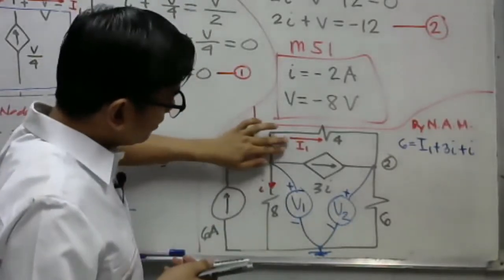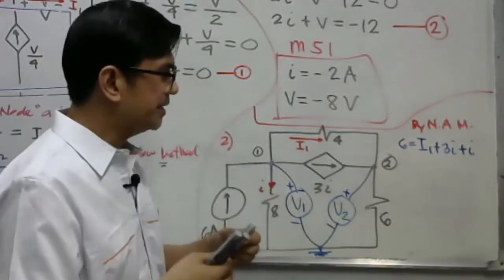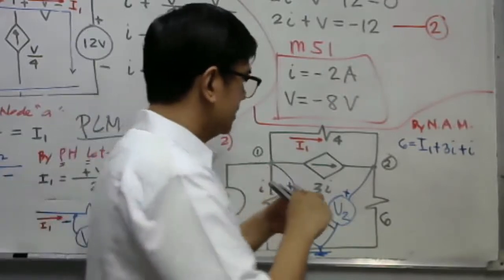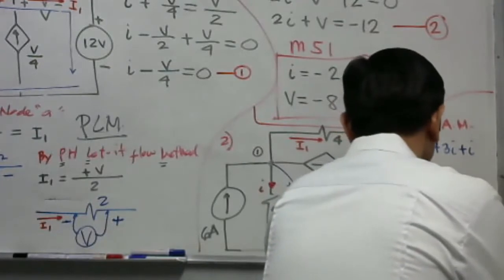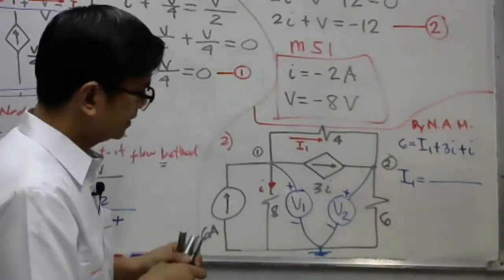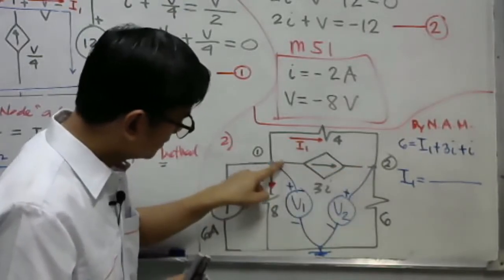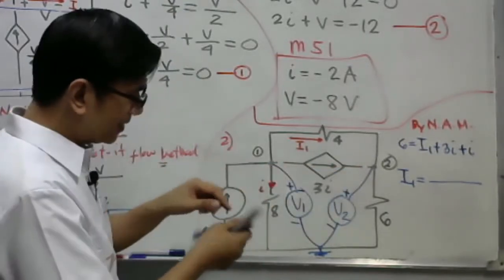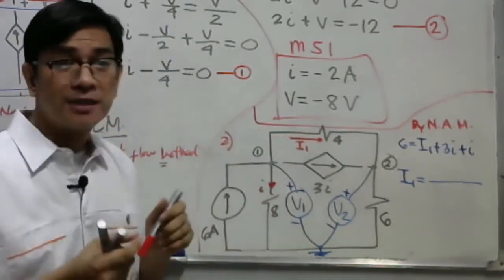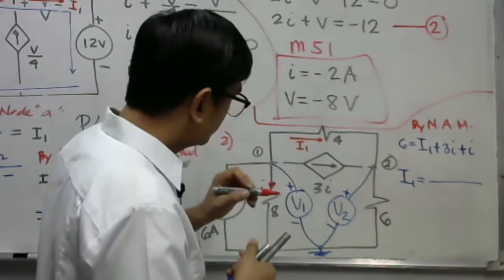Let us have the equation for our I sub 1. We'll make use of the powerhouse let it flow method. I will give right away the equation for our I sub 1. Let us forget for the meantime this dependent current source. Let us just think of this complete loop, one loop here. Let us make use of the PLM, the powerhouse let it flow method.